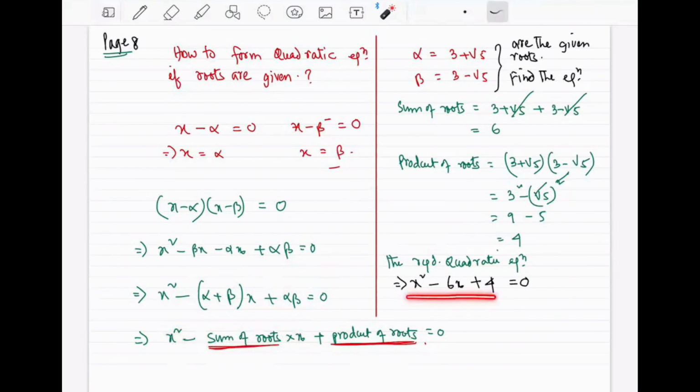So if you solve this equation right here, x squared minus 6x plus 4, using the quadratic method, minus b plus minus root over b squared minus 4ac by 2a, then you will find these roots. Okay, what we are doing is, you are given the roots and then you are supposed to find out the equation. Okay, we will continue with one example tomorrow.